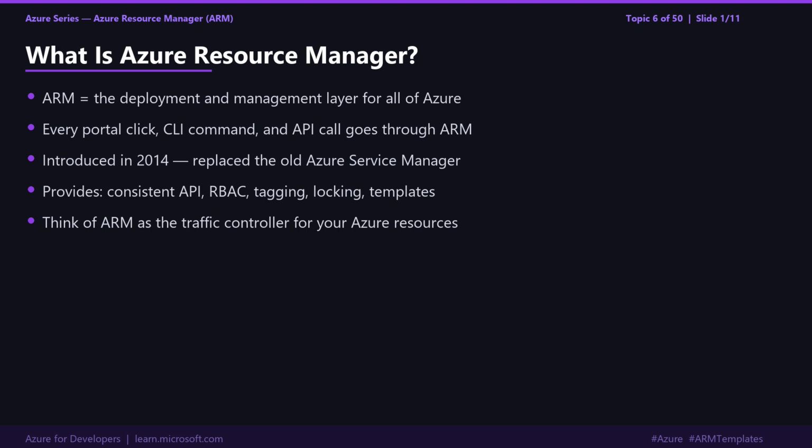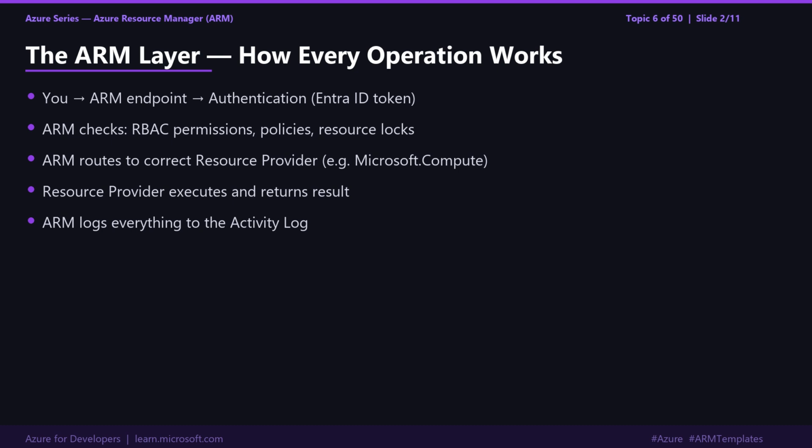Let me walk you through exactly what happens when you create a resource in Azure, because understanding this flow explains a lot of Azure behavior that can otherwise seem mysterious. You submit a request through the portal, CLI, or REST API. That request hits the ARM endpoint at management.azure.com. ARM immediately validates your identity token from Entra ID. If you are not authenticated, the request is rejected right here.